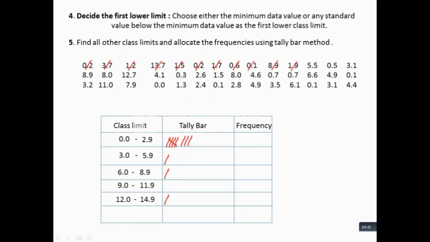Finally, we count these tally bars for each group and then mention that number in the frequency column. The first group of class limits has 21 bars, so the frequency is equal to 21. Similarly, the second class has 11 tally bars, so the frequency is equal to 11, and so on. The sum of frequency is equal to 42, which is equal to the total number of observations of the data.